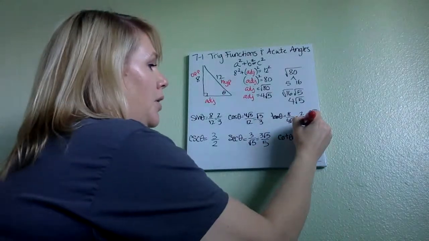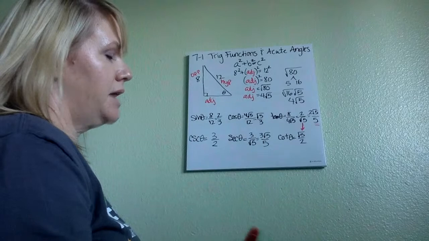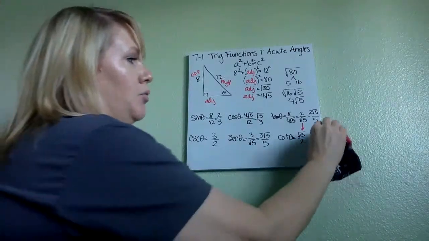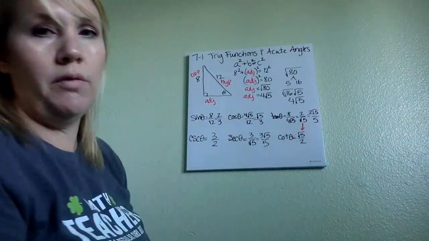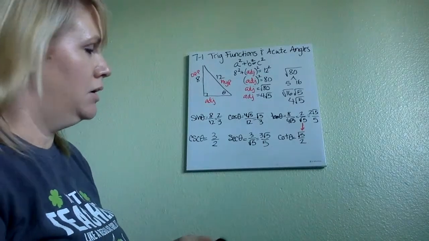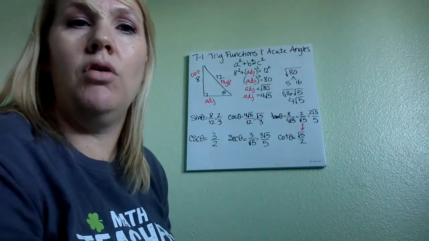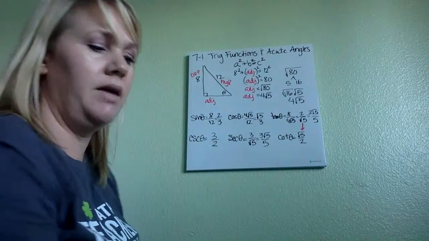I don't want to use this one for my reciprocal. Why? Because that would put the square root back in the denominator, which I don't want, right? So that would create more work for myself. Don't do it. So I reciprocated the one that was 2 over the square root of 5, the simplified but not rationalized version. Okay, so that is how to find all 6 trig functions for a given triangle when they give you the triangle.